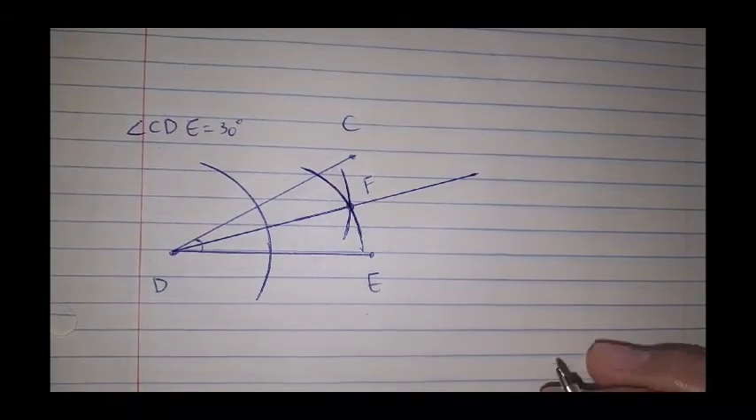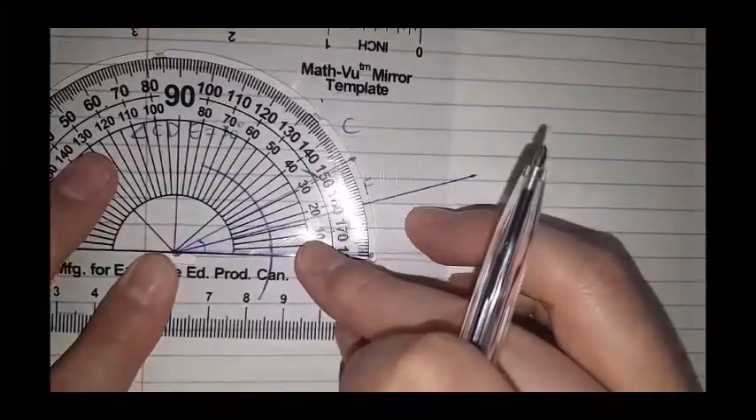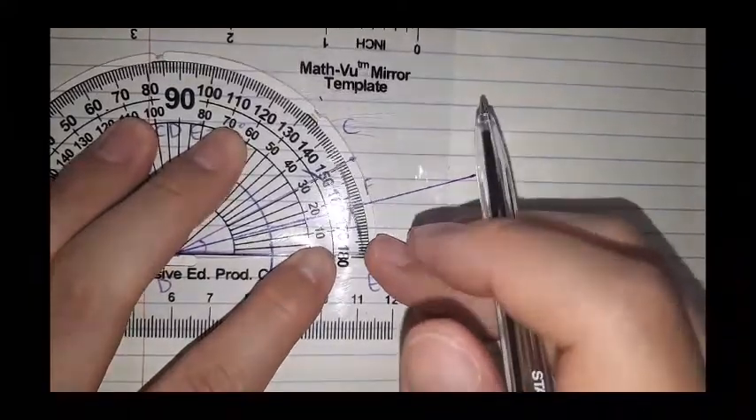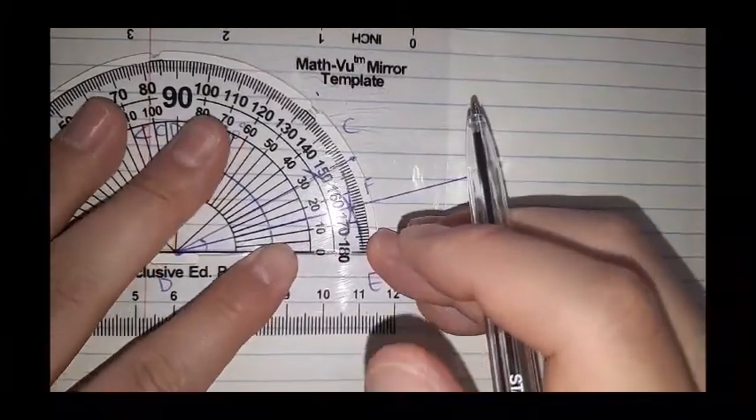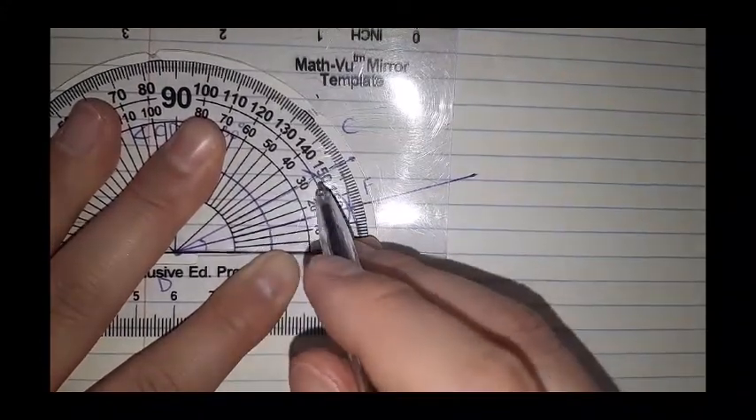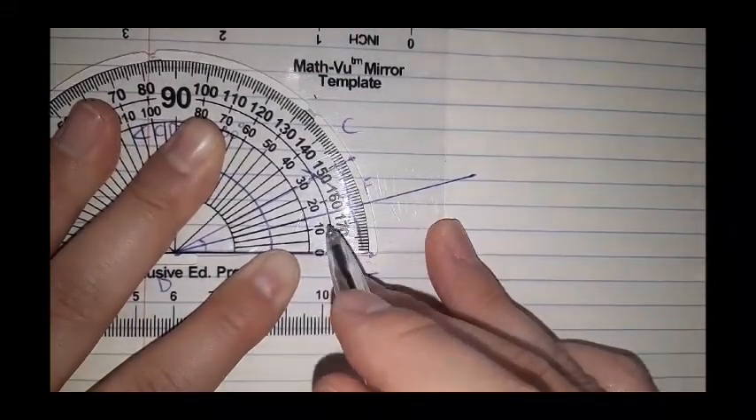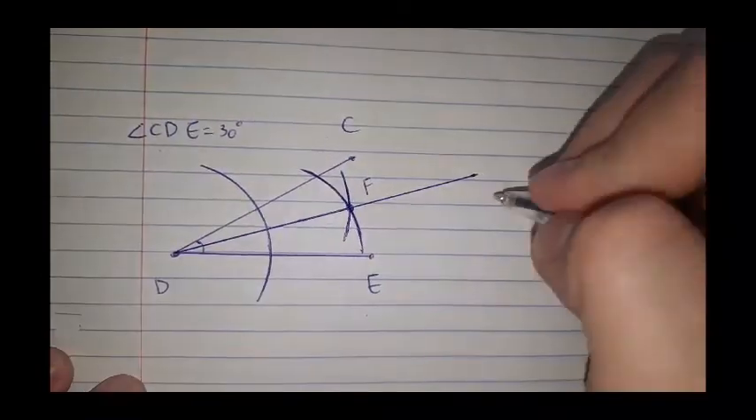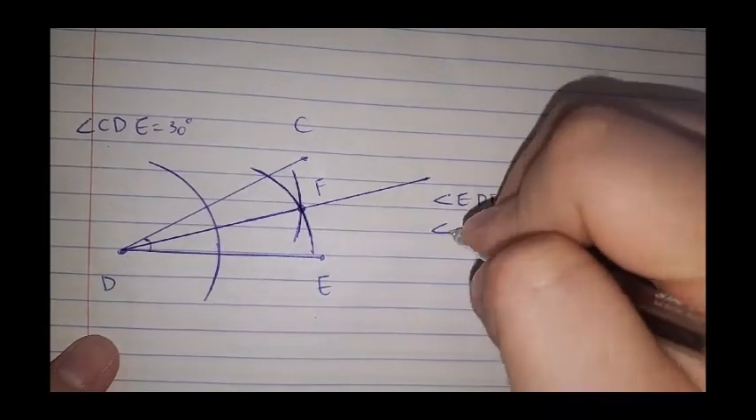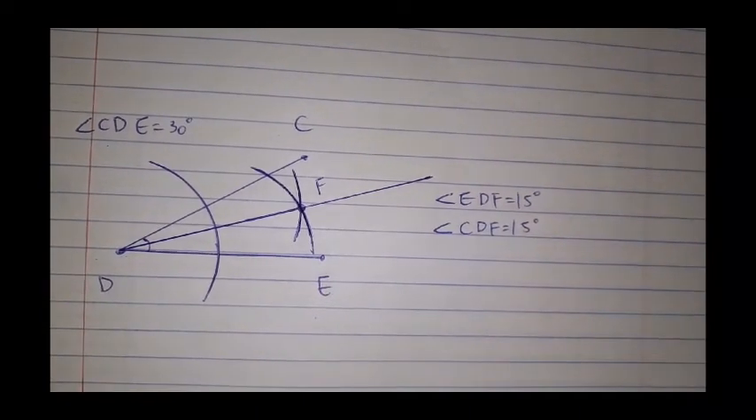And the angle of EDF should be around 15, and let's check. And oh boy, there you go. As you may notice, if I put my horizontal part and vertical part completely, that's 30 degrees, and look where my new line goes. That's between 10 and 20. That's exactly 15. So angle EDF, it's 15 degrees. Angle CDF, it's also 15 degrees. And that's what today's lesson is about.